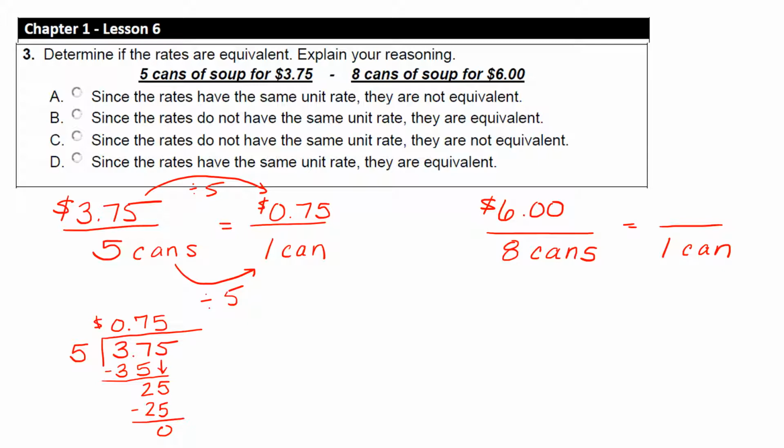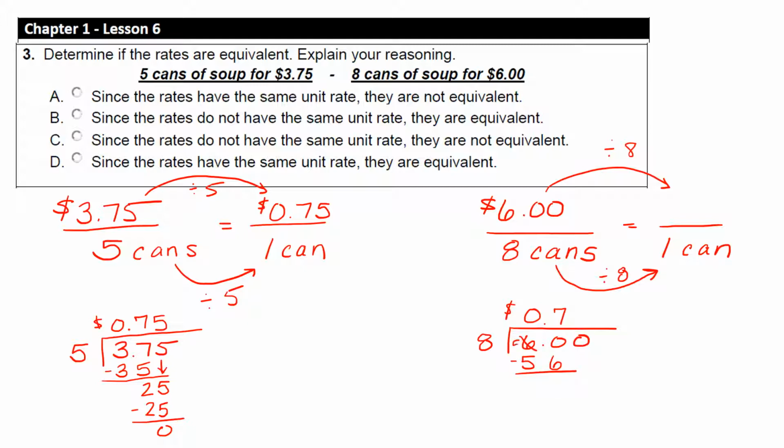Now, for the second ratio, we would have to divide by 8 and divide by 8. So we have $6 divided by 8. 8 is not able to divide 6. It can divide 67 times, which is 56. To borrow, bring down the 0. 8 is able to divide 45 times, which is 40. And this unit rate is also 75 cents a can. So they both have the same unit rate. Okay, they both have the same unit rate and they are equivalent. So that is answer choice D.